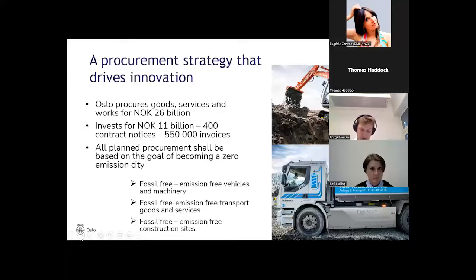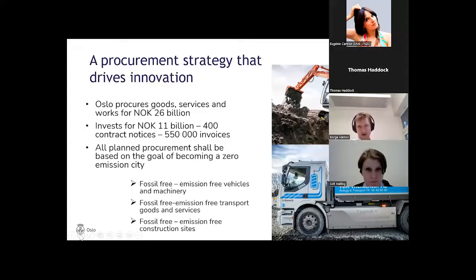We started by ensuring that all municipal vehicles were zero emission. We then further developed a standardized contract that ensures that we employ zero emission technology in transport when we purchase goods and services. And now we're using this same strategy for construction sites, where we first required municipal construction sites to be fossil free, biofuels allowed, and now we're moving towards an emission free requirement, where we're having electric excavators, etc., working at our sites.